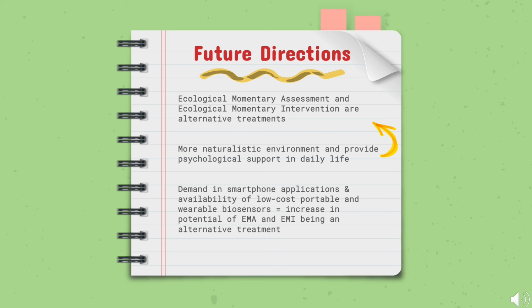Although we currently have pretty effective treatments for major depressive disorder, we're still in the hunt to find better and improved technology to treat this condition. Both ecological momentary assessment and ecological momentary intervention are alternatives to self-reports and face-to-face treatments for major depressive disorder, examining patients in a more naturalistic environment and providing psychological support in daily life.